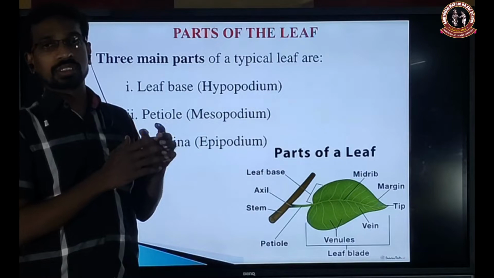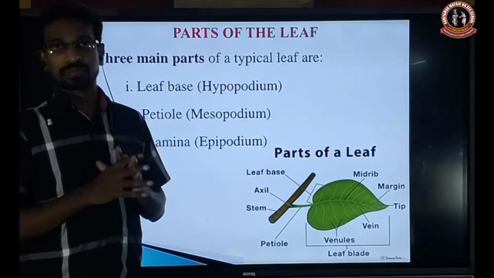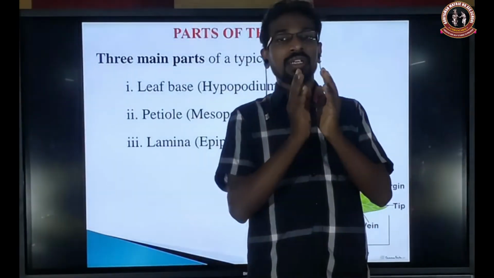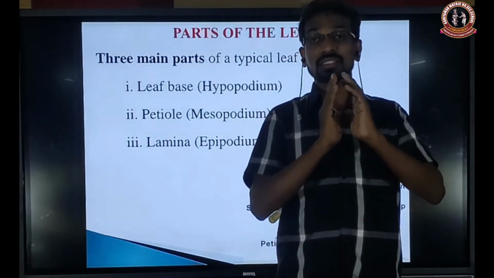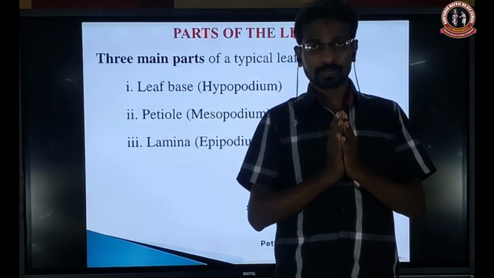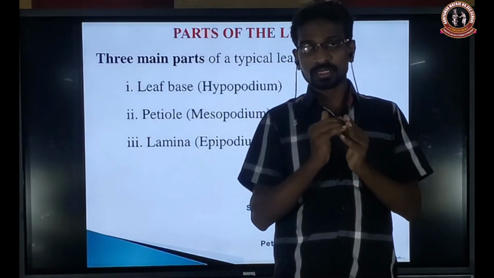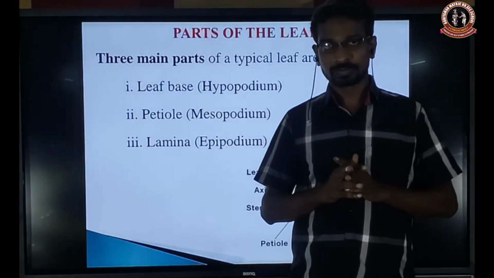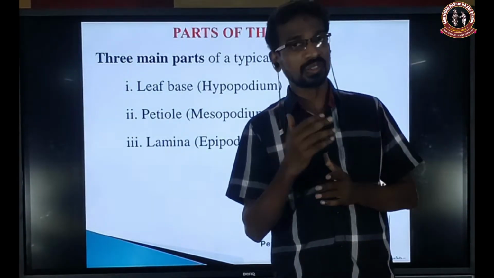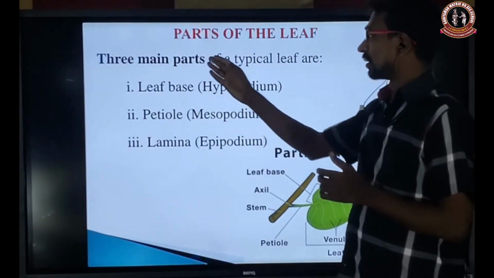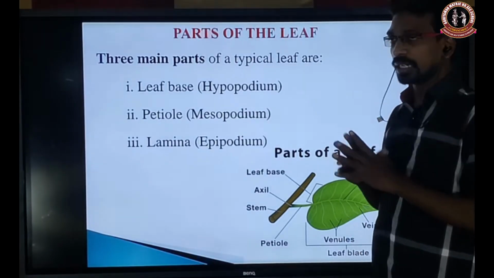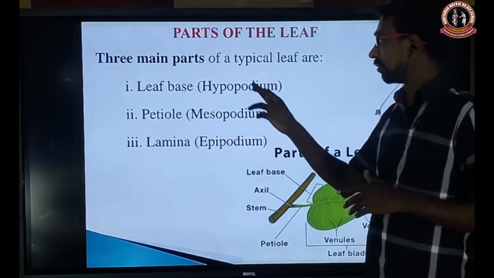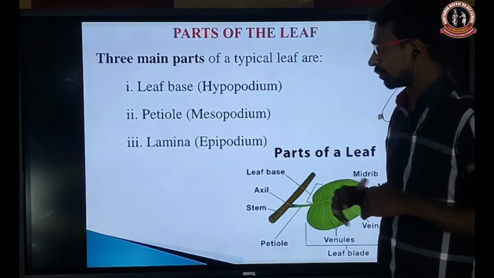So next we are going to see the parts of the leaf. Already we saw in the characteristic features of the leaf that it has three main parts: leaf base, petiole, and lamina or leaf blade. The three major parts of a typical leaf are the leaf base, which is the hypopodium.